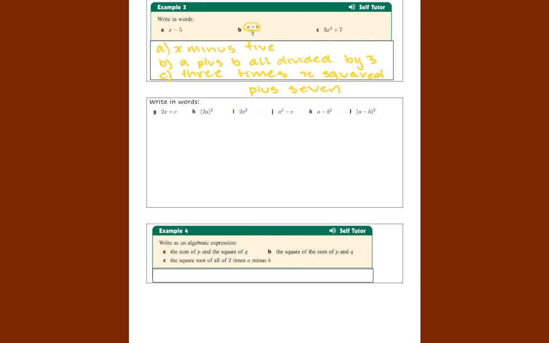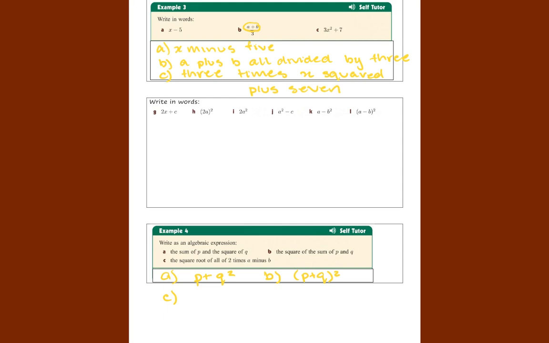So algebraic expression for the sum of p and the square of q. So go one step at a time. The sum of p, so we're going to add, and the square of q. So we've got p plus q squared. Now the square of the sum of p and q. That's p plus q all squared.